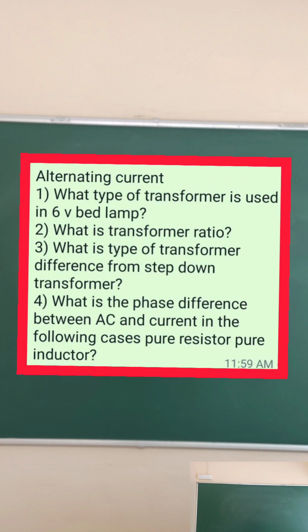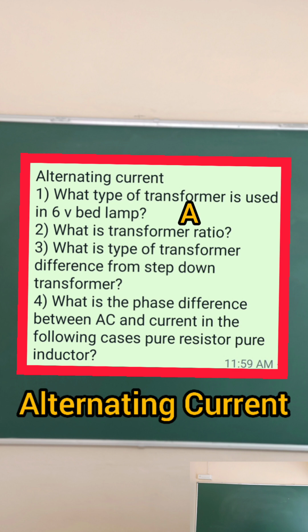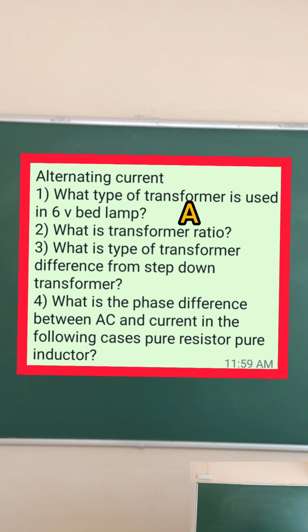In alternating current, what type of transformer is used in a 6 volt bed lamp? What is transformer ratio? What is the difference between step up and step down transformer? What is the phase difference between AC voltage and current in the following cases: pure resistor and pure inductor?